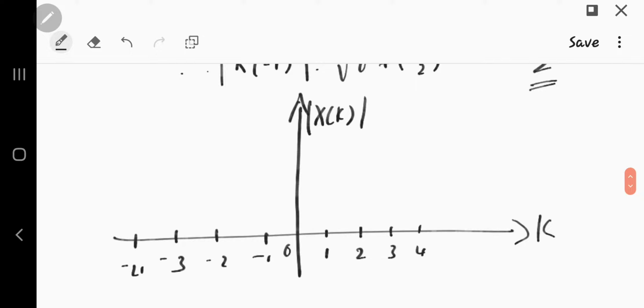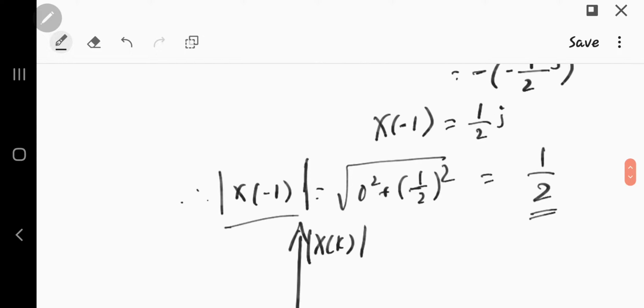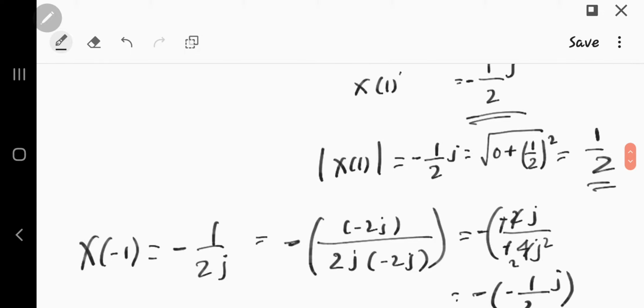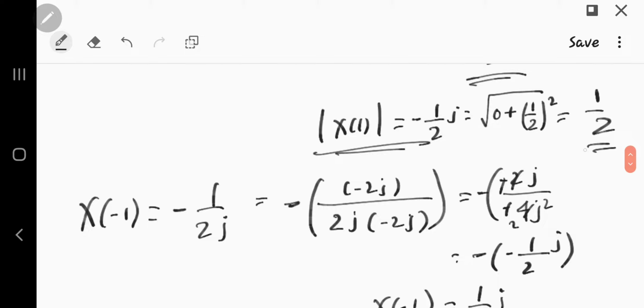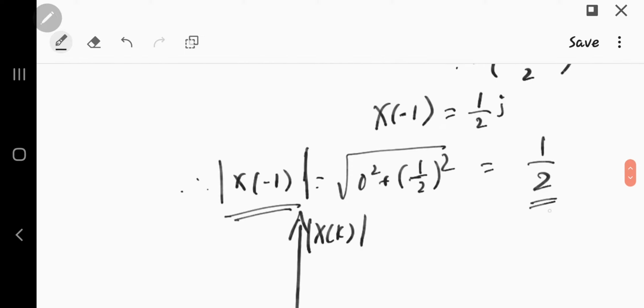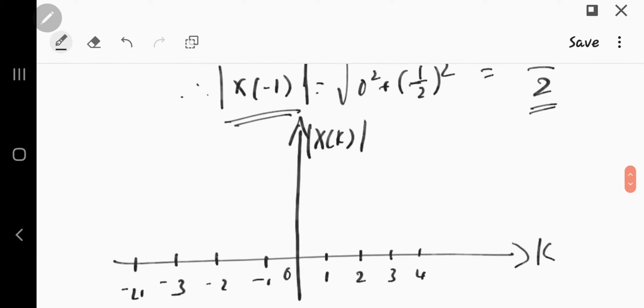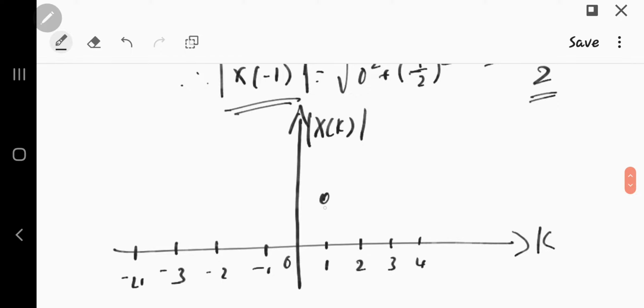This is the origin. Now these two are present at x of minus 1 and x of plus 1. So what are the values here? At x of 1 we have 1 by 2, and at x of minus 1 we have 1 by 2 as well. So that's the value we have here. We have a signal with amplitude 1 by 2 at x of 1, and another signal in the spectrum at minus 1 with amplitude 1 by 2. So this is the magnitude spectrum.